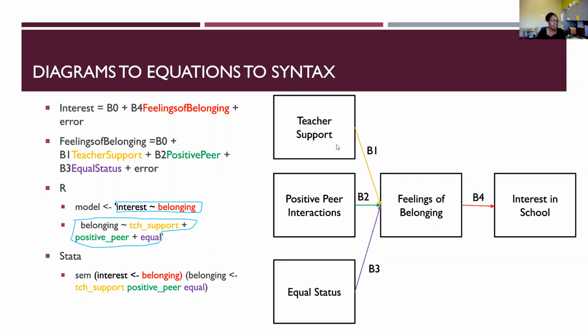But let's get back to our syntax here. Again, we have our model variable that we're putting everything into, and we are enclosing this entire statement in quotation marks. In Stata, our statements are enclosed in parentheses. So our first parentheses is interest being predicted by belonging, which is before right here. And then our second parentheses is belonging being predicted by teacher support, positive peers, and equal status. So that is how we get from our diagram to our equations to our syntax.